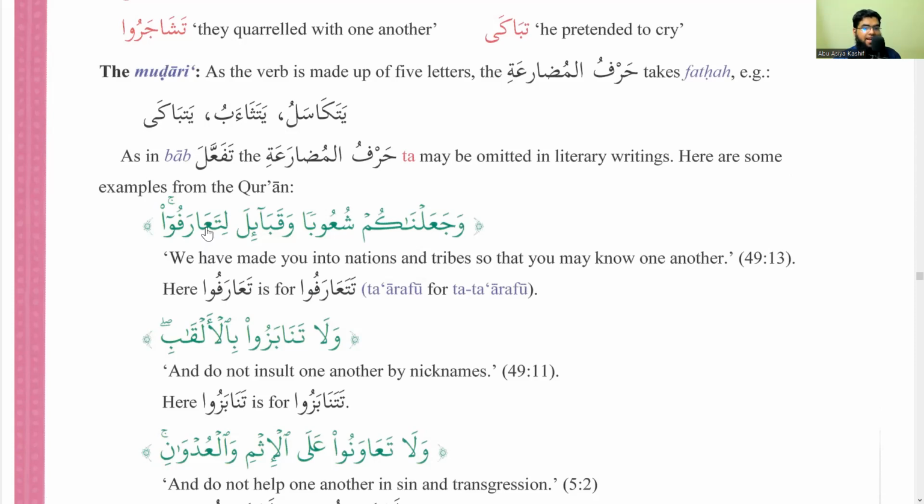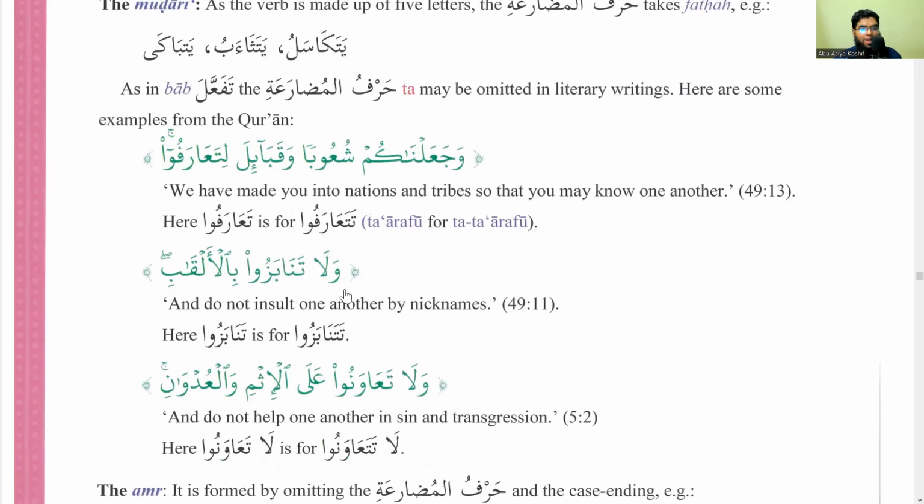So this ta'arafu was tata'arafu. Why? Anta. Anta will be anta taf'alu. So anta tata'arafu. So 2 tas should come. One is the anta ta, and the other is this form 6 ta. Wala tanabazu bil alqab. And do not tanabazu, insult each other or give nicknames, bil alqab, by nicknames. Do not insult one another by nicknames.